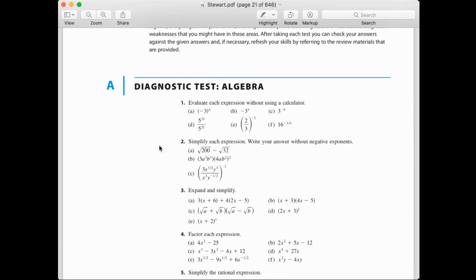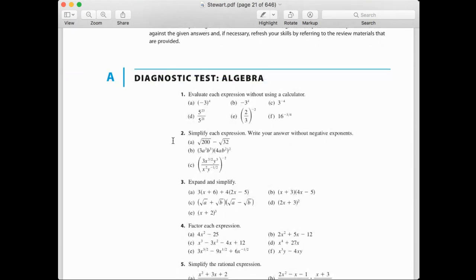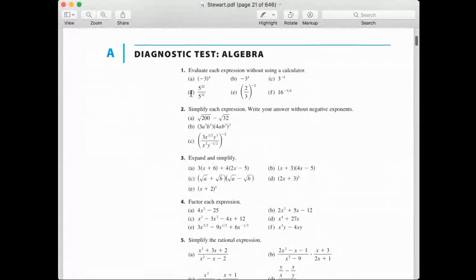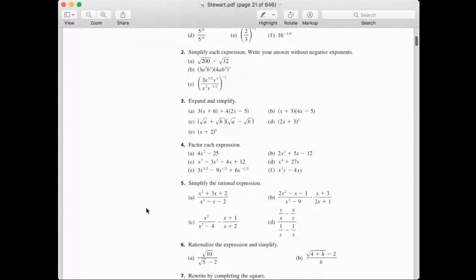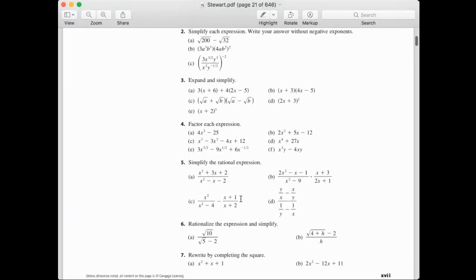This will be your optional homework. So go through this diagnostic test to see if you can do all this algebra. Let's see one of these. Factor each expression. You have to be able to factor this expression. The first one, you use the difference of squares. The second one, you group them. You group those two, then try to find the common factor.